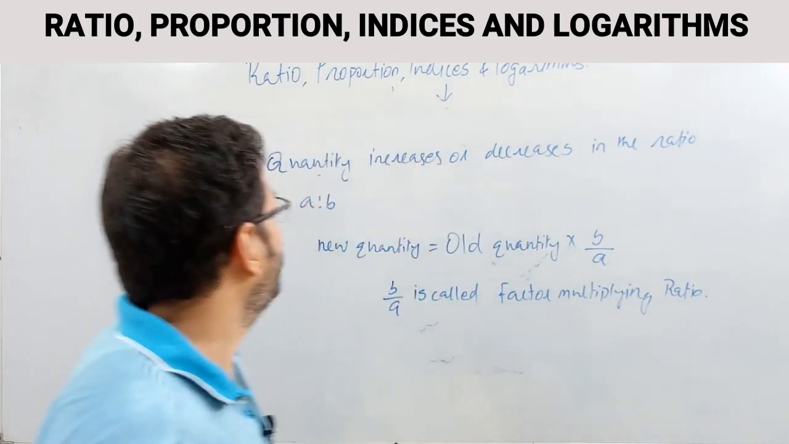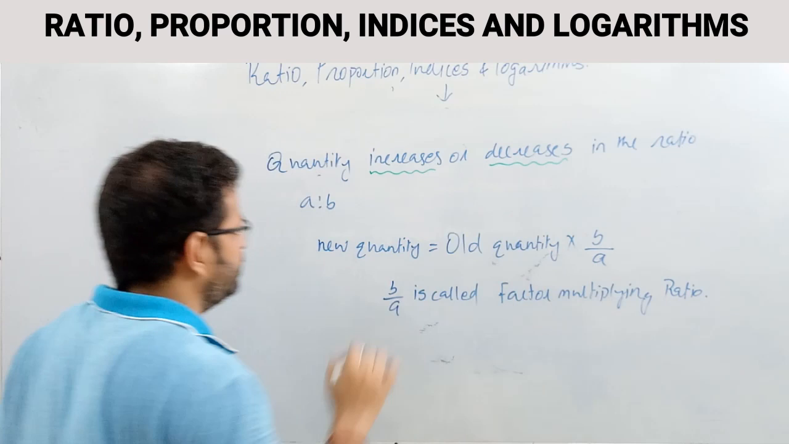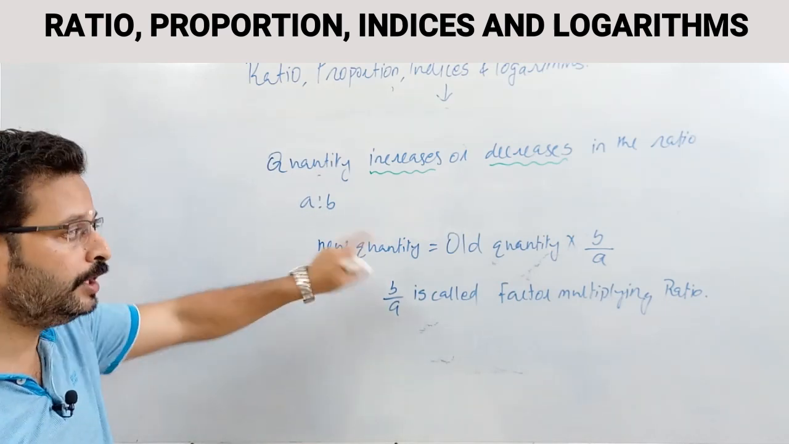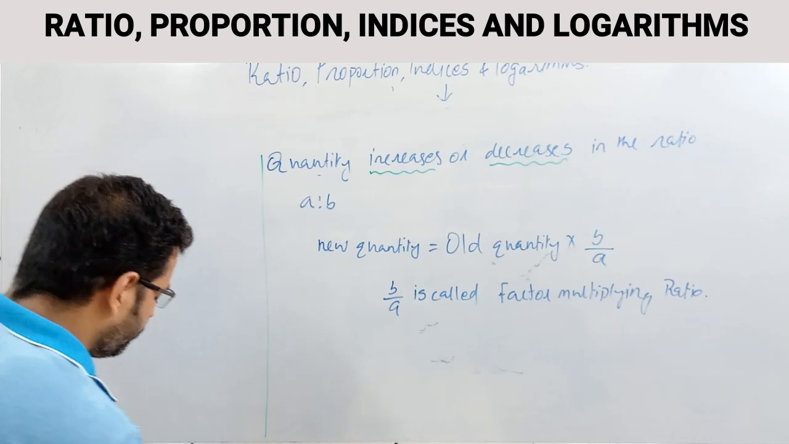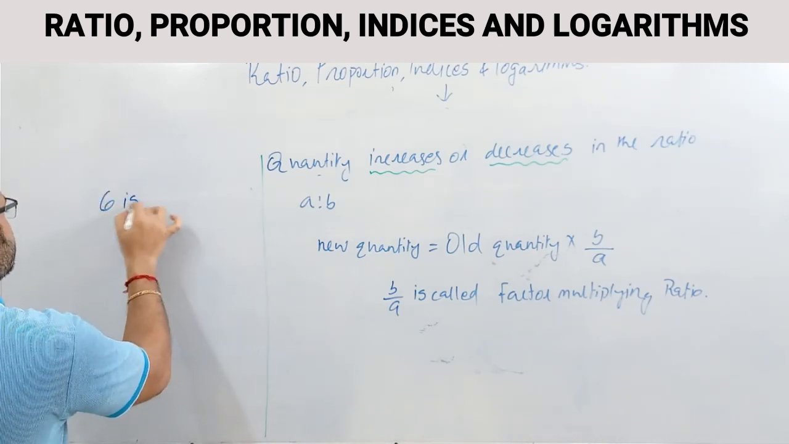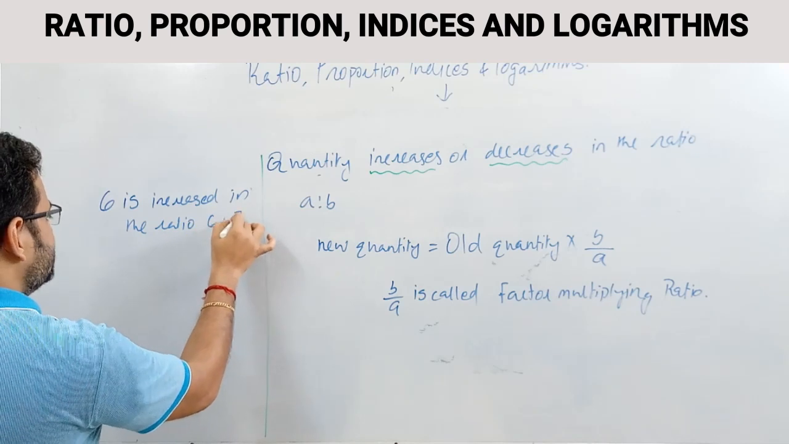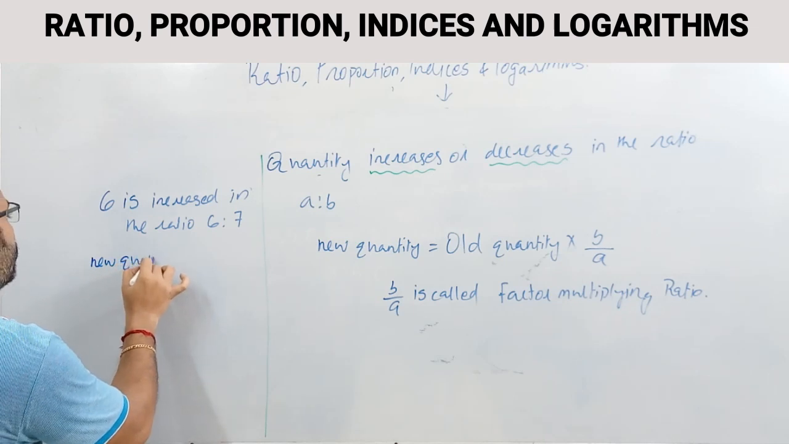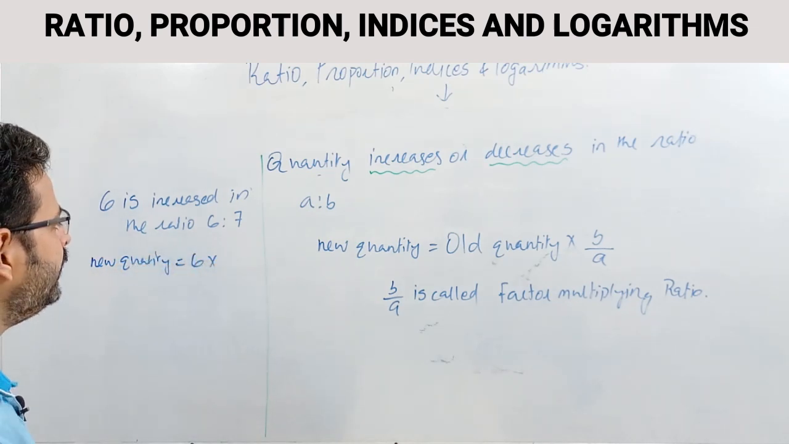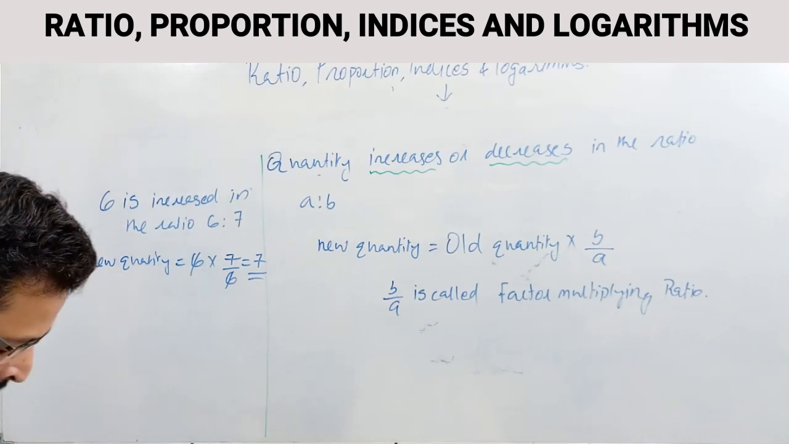Important property: when a quantity increases or decreases in the ratio A is to B, then the new quantity will be the old quantity into B divided by A. Let us consider an example. Quantity 6 is increased in the ratio 6 is to 7. As per the property, the new quantity will be the old quantity, that means 6, into B divided by A, that means 7 divided by 6. 6 gets cancelled, and we get the new quantity as 7.